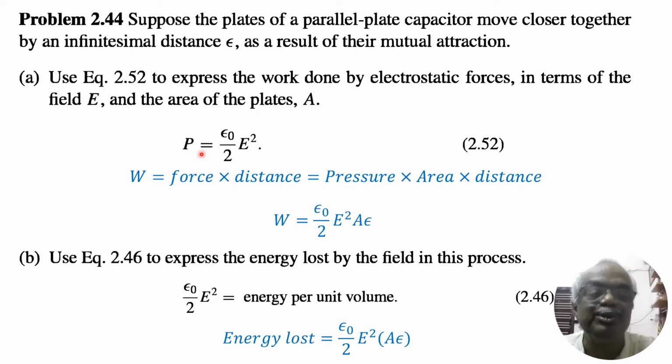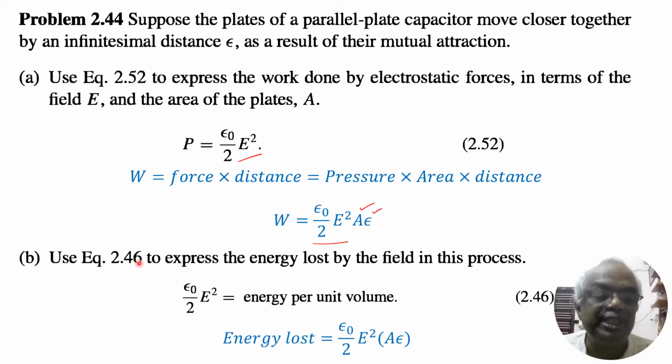Equation 2.52 says the pressure is equal to epsilon naught divided by 2 times E squared. Then the work done is force times distance. Force can be written as pressure times area. Pressure we have taken as epsilon naught divided by 2 E squared from this, then the area as it is, and the distance moved epsilon. So this is the work done.